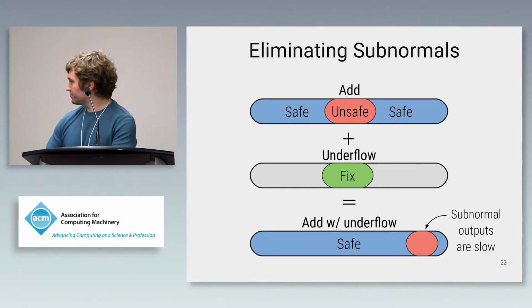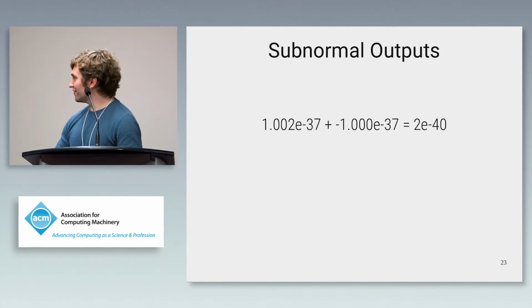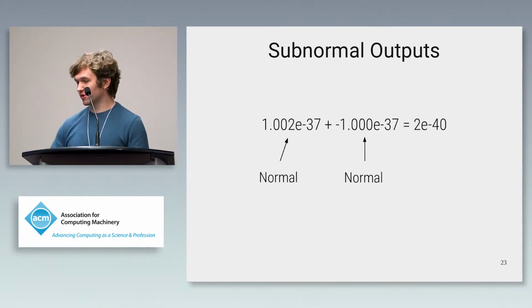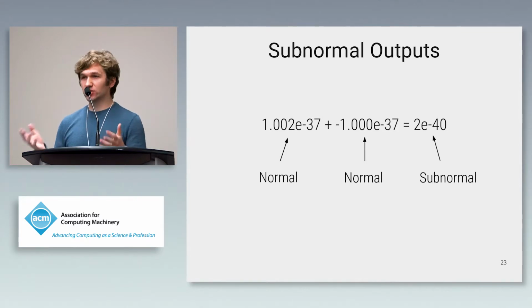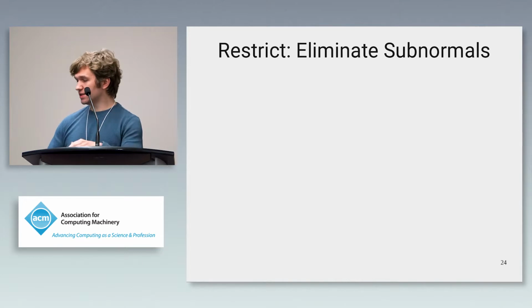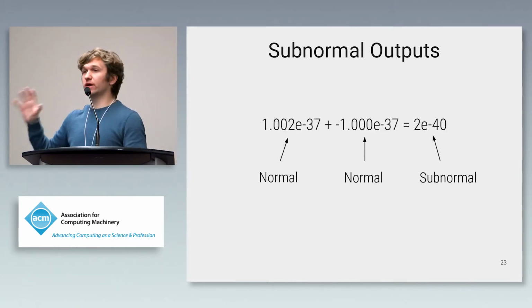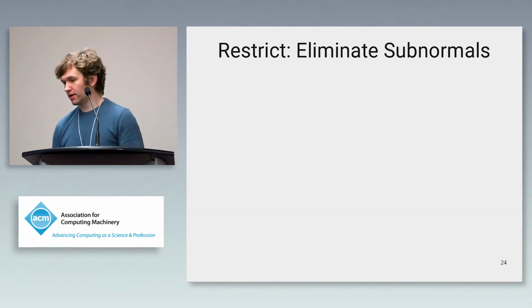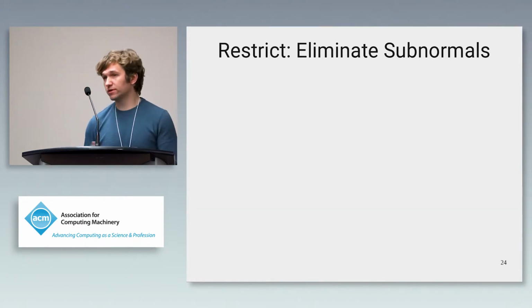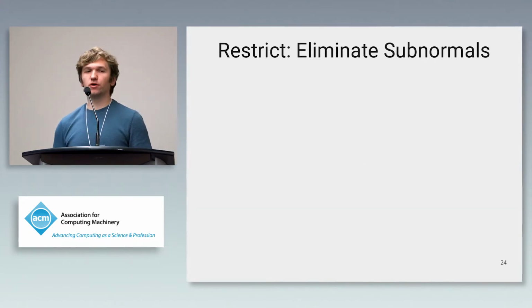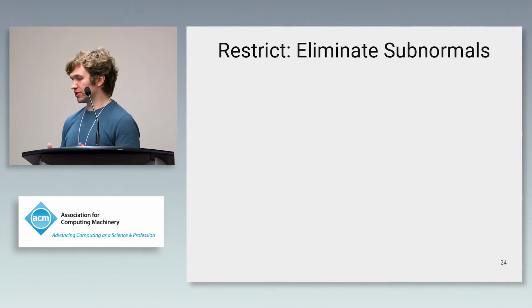So to be very explicit about this, I'm just going to give a very simple example. We have 2 numbers here that are both normal numbers, and we just get an answer that's smaller than the inputs and is subnormal. And so we need some way of essentially predicting when the output's going to be subnormal so that we can deal with this case. So the first way I'm going to talk about how we deal with this is what we call the restricted range, or just restrict, for eliminating subnormals.